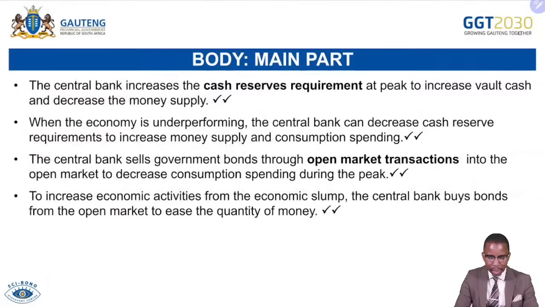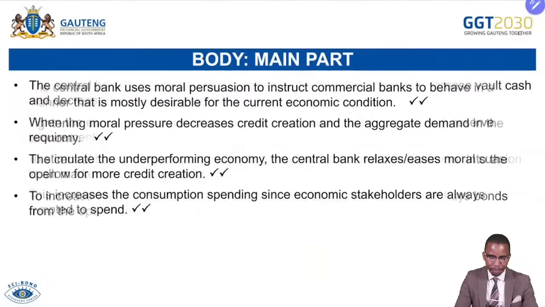The central bank can sell government bonds through open market transactions or open market operations, which occur between the central bank and commercial banks, to decrease consumption spending during the peak. To increase economic activities from the economic slump, remember economic slump is when the economy is down there between depression and trough, the central bank buys bonds through open market transactions to ease the quantity of money.